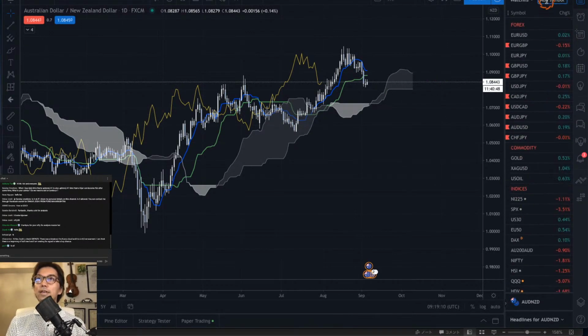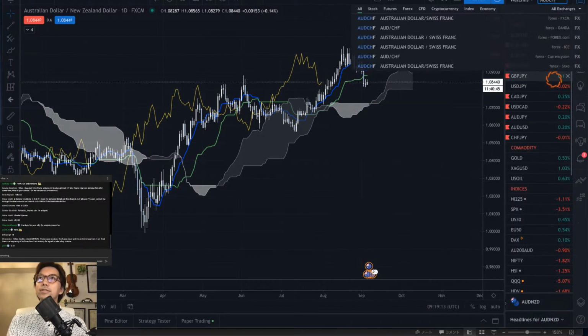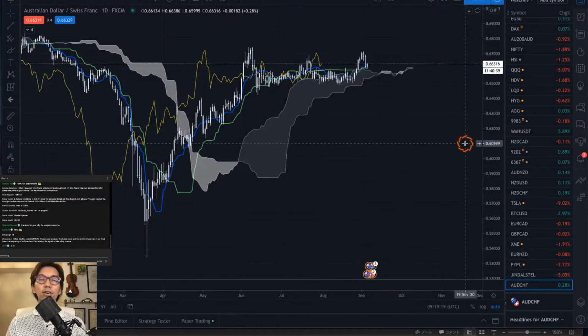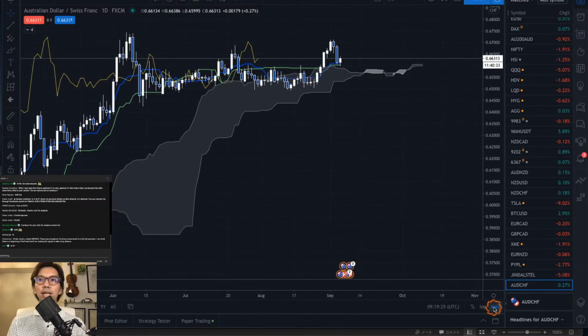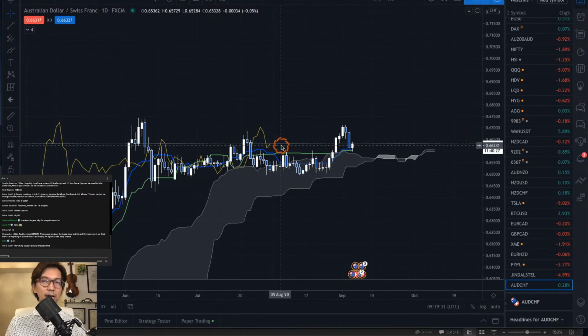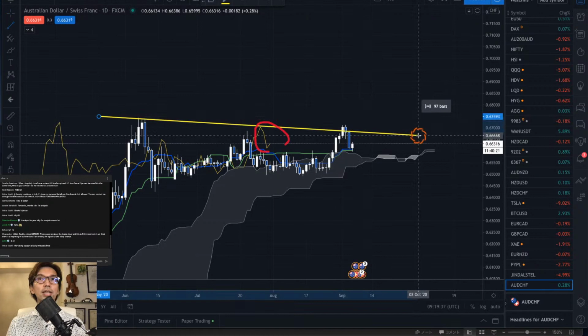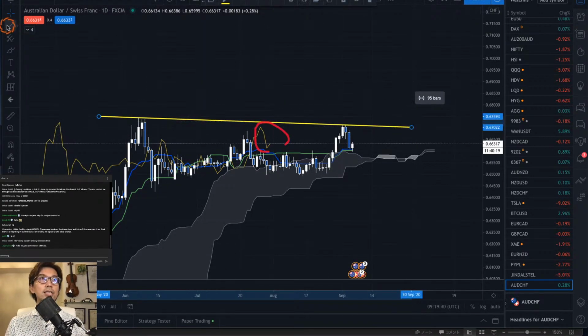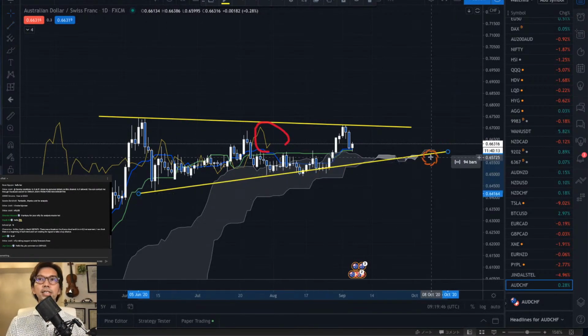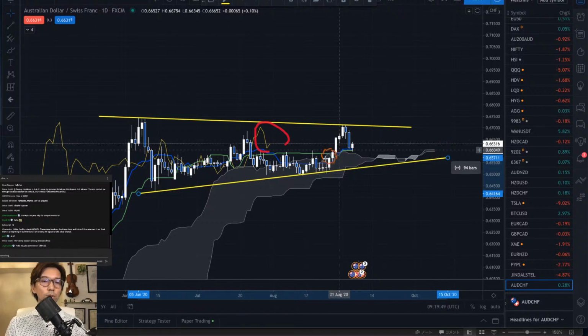AUD CHF, I don't think I've ever looked at it before. So let's see AUD CHF and see what's happening right now. Oh, this is also in a ranging market, so I wouldn't take trades on this one. There's no direction in the market. Kumo flat, Kijun Sen flat, Tenkan Sen flat. Chikou Span is above the candles. But I can see that there is a descending trend line that we can draw this way, and also an ascending trend line this way. So it looks like this is in a range, and I would wait for the breakout towards either direction and just follow it.